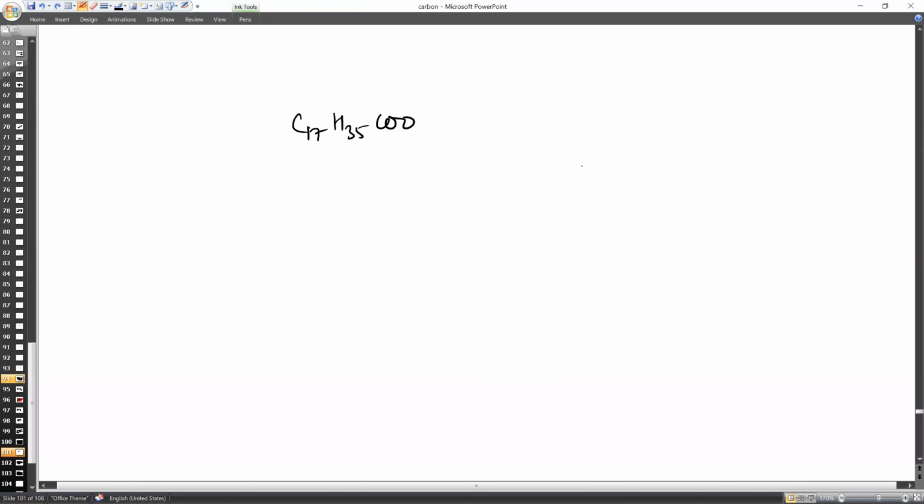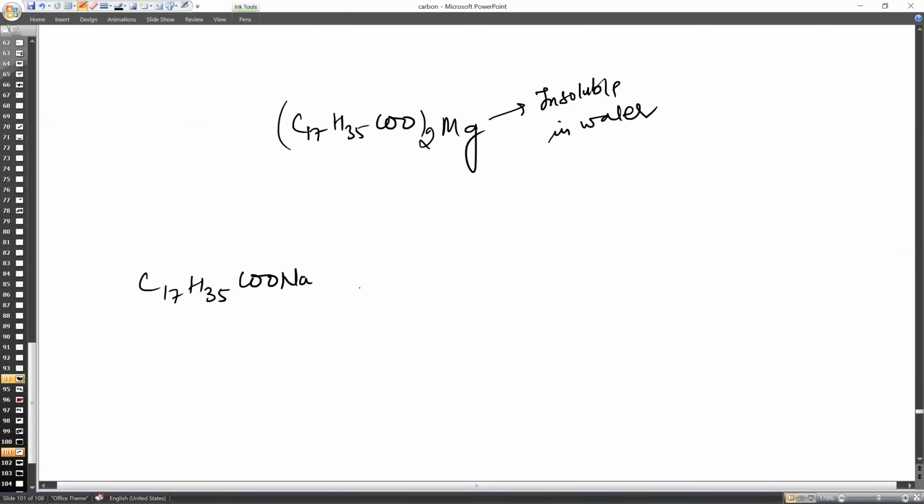If we take the magnesium salt or the calcium salt of carboxylic acid, these are insoluble in water. Only the sodium and potassium salts of carboxylic acids are soluble in water. This is the reason why soap does not work in hard water. Soap, which is the sodium or potassium salt of carboxylic acid, reacts with magnesium chloride and calcium chloride. Hard water contains calcium and magnesium salts.